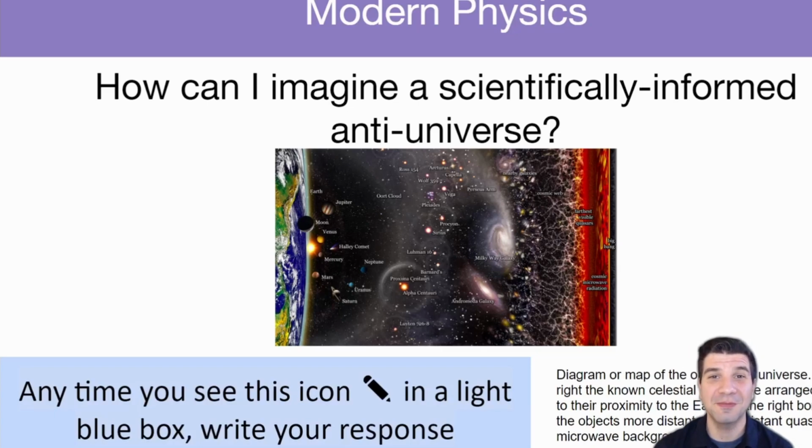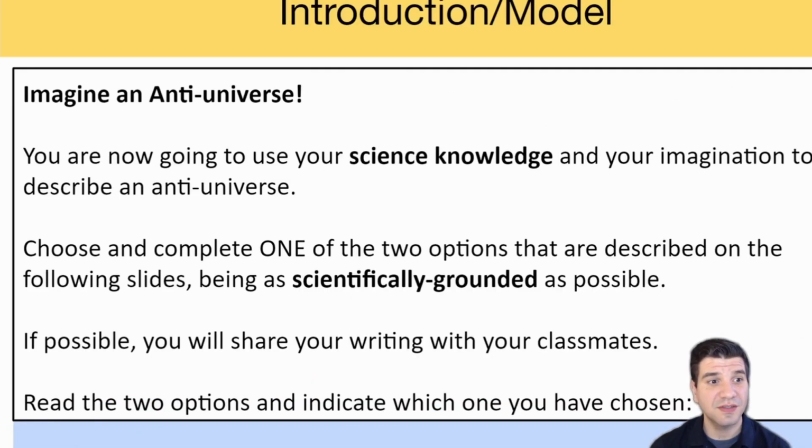Today we're going to talk about some methods to get students to collaborate asynchronously using Google Docs. So as you can see, one of the tasks for today is for students to create an anti-universe. They're going to use their knowledge of science to describe what they think an anti-universe would look like. Now, we do need this to be scientifically grounded, and we do need students to collaborate.